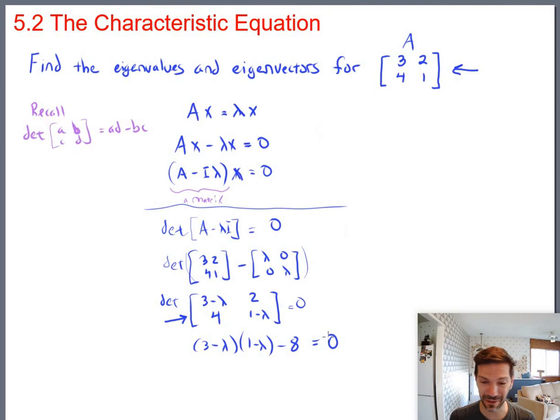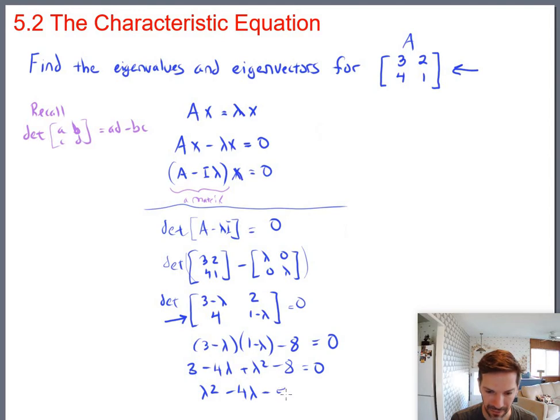This turns out to be just a little quadratic equation. Even though it's partially factored, that minus 8 means it isn't fully factored, so we need to expand, collect like terms, and then see if we can solve the quadratic equation. Let me multiply things out here. Get to go back to your basic algebra days. So this would be 3 minus 3 lambda minus lambda, which is minus 4 lambda, plus lambda squared, minus 8 equals 0. Combine like terms and rearrange in the way we normally like quadratics: lambda squared minus 4 lambda minus 5 equals 0.